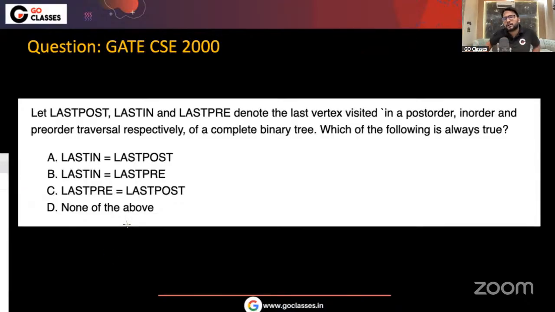And then they are saying that last post, last in, and last pre are the three things which are the last vertex in the post-order, in-order, and pre-order. Then which of the following is always true? See, let me just explain the question first. Suppose this is the complete binary tree. If you write the in-order here, or maybe let me write the post first, post, in, and pre.